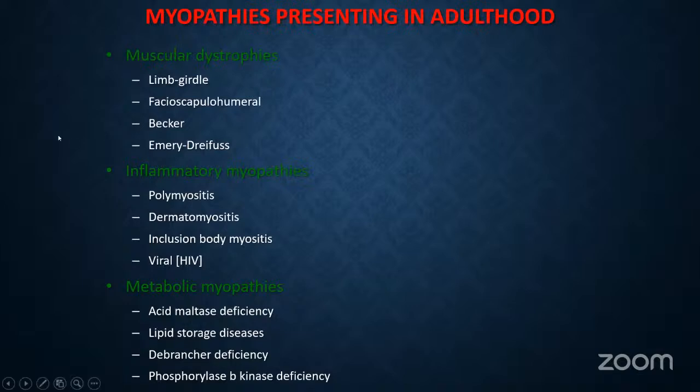Adulthood presenting myopathies are muscular dystrophies, inflammatory myopathies, and metabolic myopathies. Under muscular dystrophies: LGMD, FSHD, Becker's muscular dystrophy, and EDMD. Under inflammatory: polymyositis, dermatomyositis, inclusion body myositis, and HIV-related viral myopathy. Metabolic myopathies are acid maltase deficiency, lipid storage diseases, debranching enzyme deficiency, and phosphorylase B kinase deficiency.